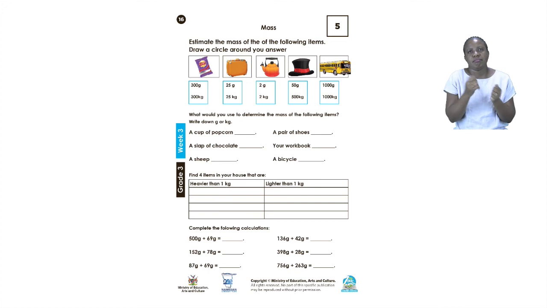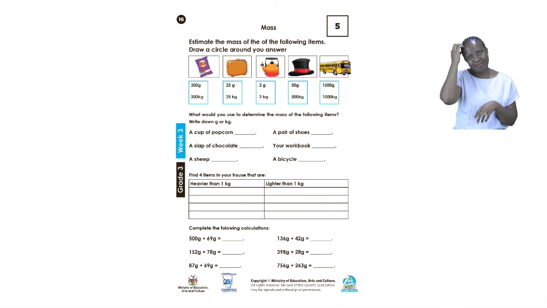Let's go to the pair of shoes. Would you say grams or kilograms? If you said kilograms, maybe you're right, but those pair of shoes would be very heavy on our feet. So we are going to say grams. If you said grams, well done. Good job. The rest you are going to do by yourselves. Yes, we cannot do everything together. You need to use your brain.